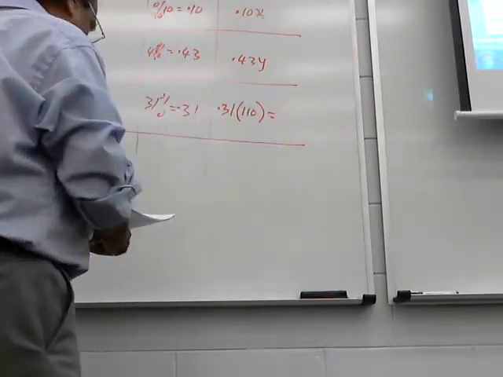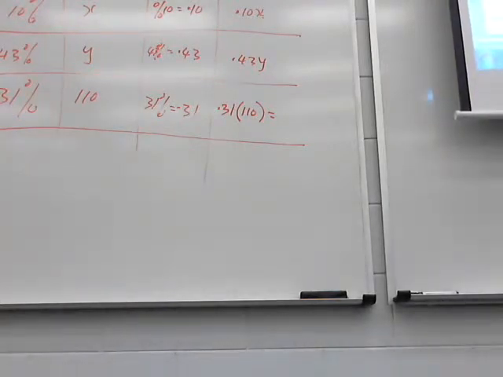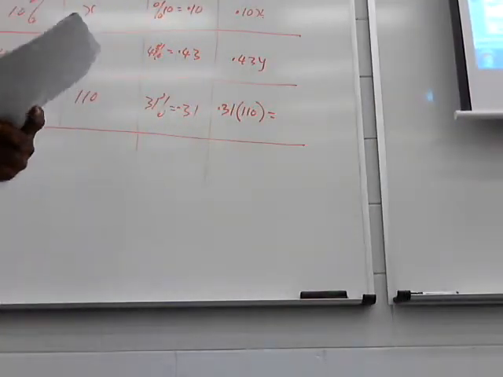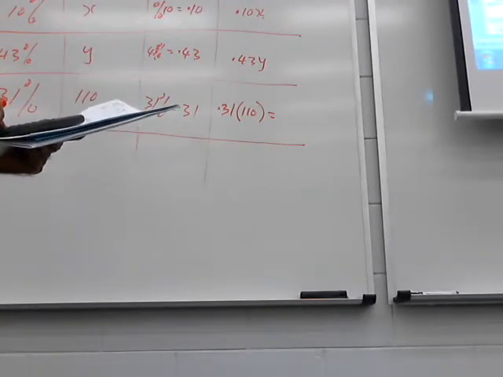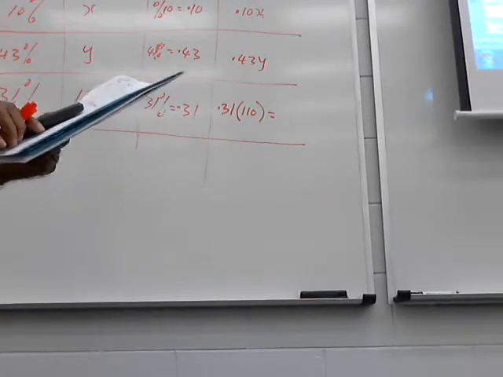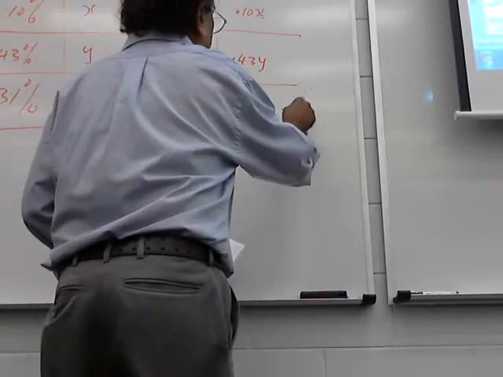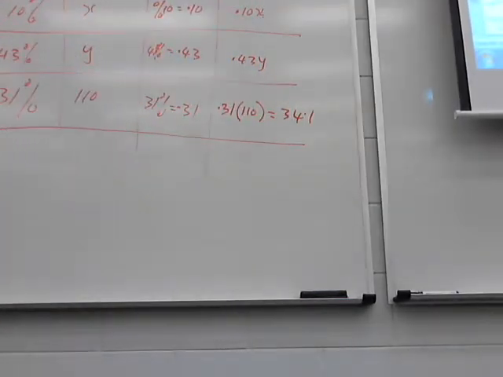So if you do the multiplication there, use a little handheld calculator, and we'll see how much that is. 34.1. Yes, if you multiply 0.31 by 110, that gives us 34.1. Alright, so in this table here, we have all the data and information we need.